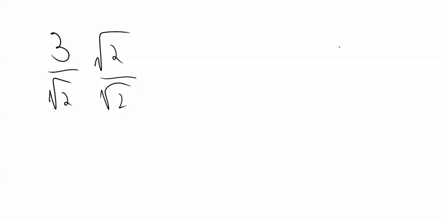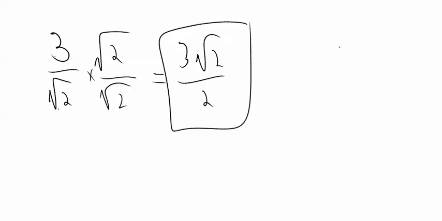The reason I chose root 2 is because that's what's on the denominator. And what happens is, at the top I get 3 root 2, and on the bottom, root 2 times root 2 ends up being 2. And so 3 over root 2 actually ends up being 3 root 2 over 2. That's a better way of writing this. You don't want to leave it as 3 over root 2.